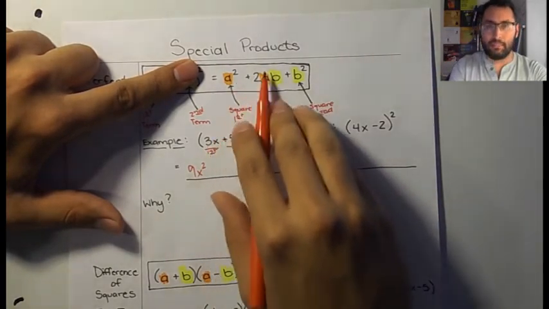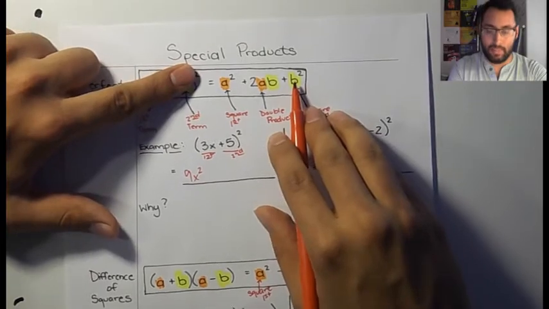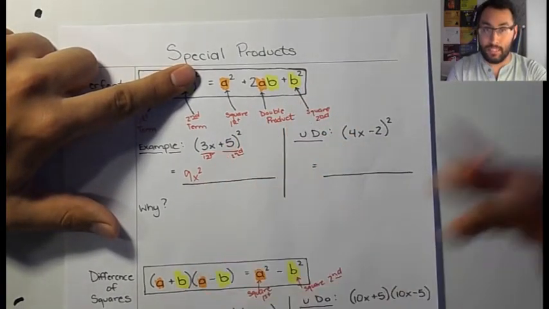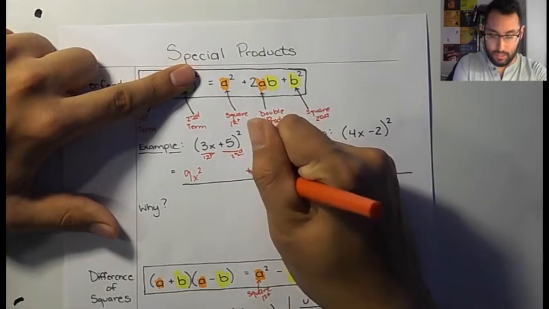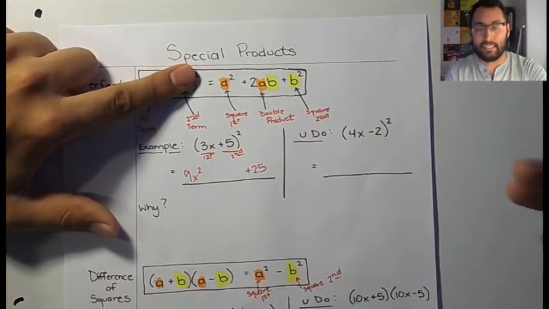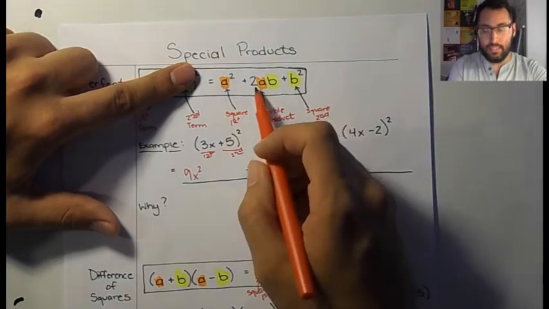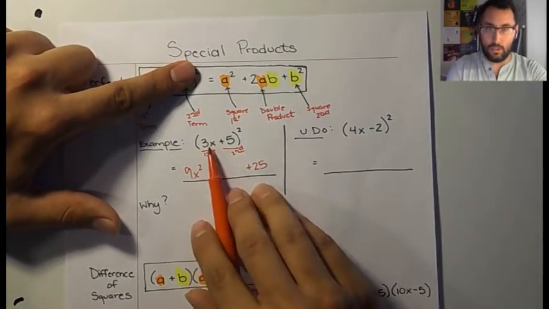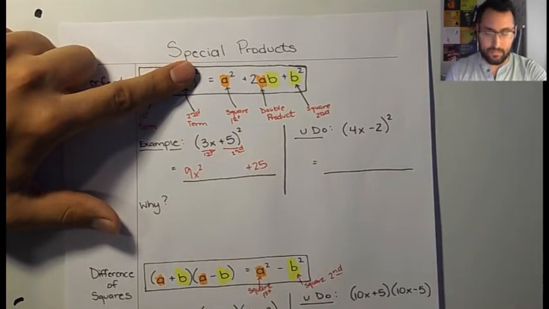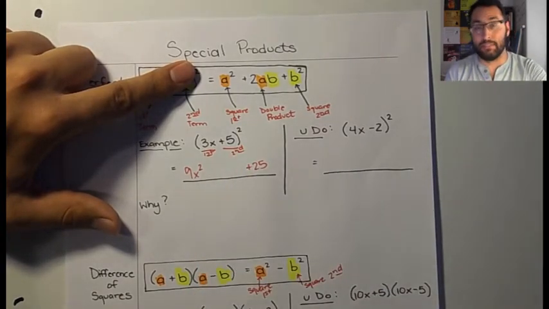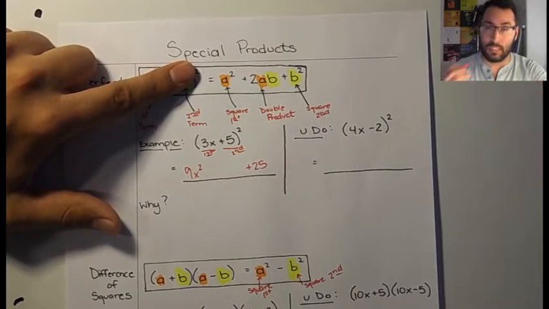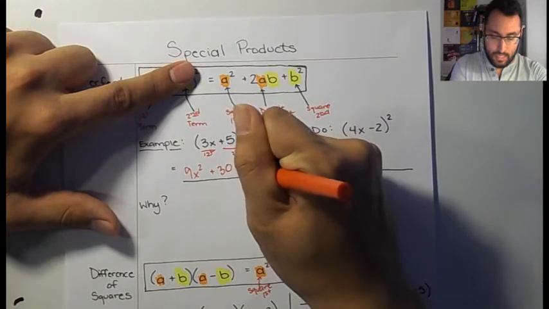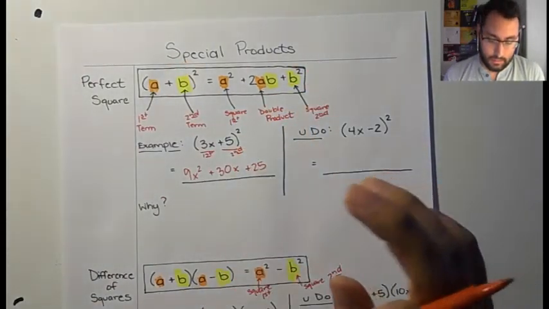I'm actually going to skip this second one and go to the last part, b squared, which is just square the second term. The second term here is 5. 5 squared is a positive 25. So I'm going to write that at the end. And then here, 2ab means, again, double the product. So what's 3x times 5? That's 15x. Double that. What's double 15x? It's 30x.